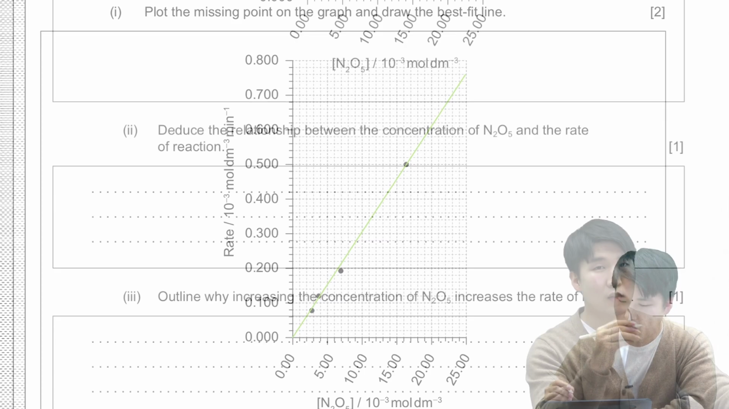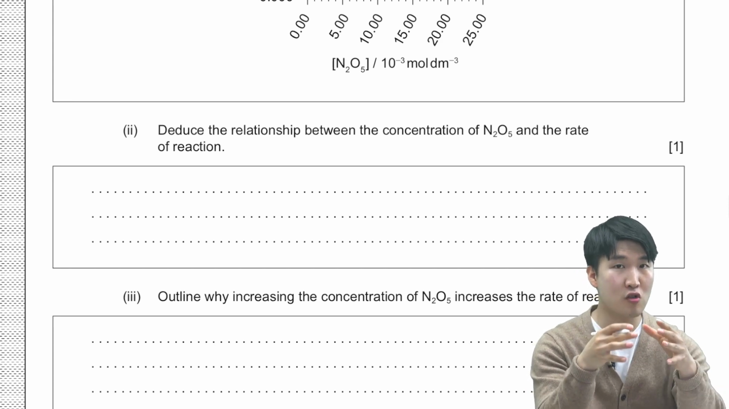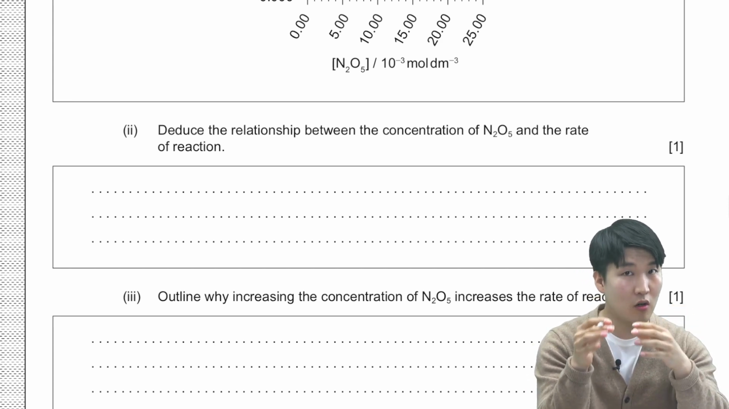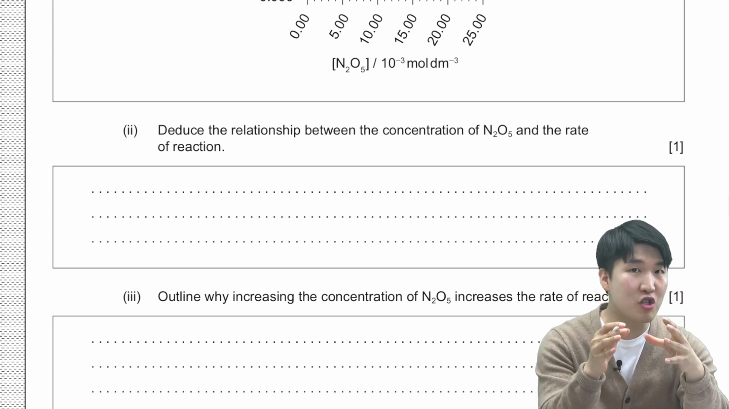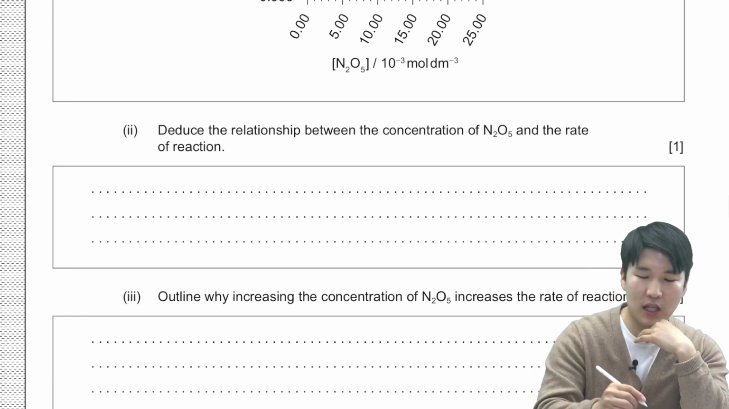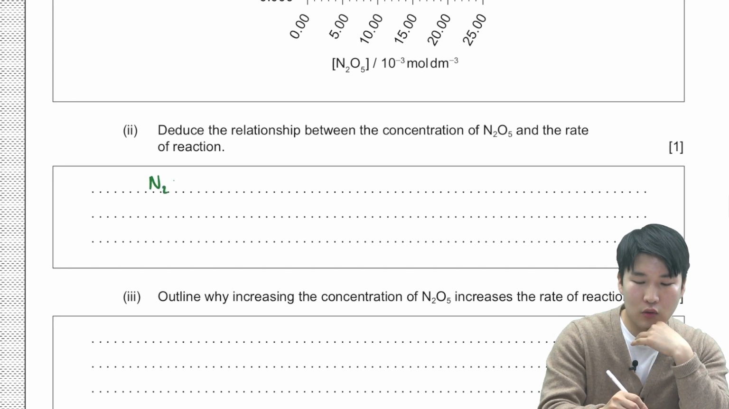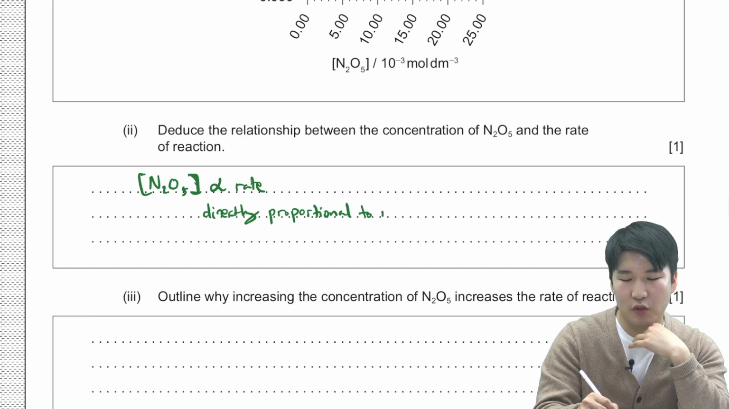Well, having drawn the line of best fit, it's clear that as the concentration of our reactant, dinitrogen pentoxide, increases, the rate increases. And we refer to this relationship as positive correlation, directly proportional. So we would say N2O5 concentration is directly proportional to reaction rate.